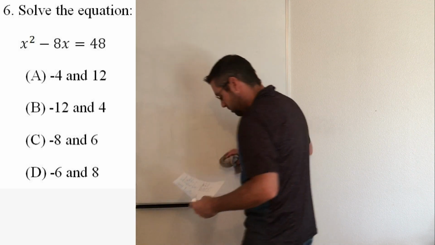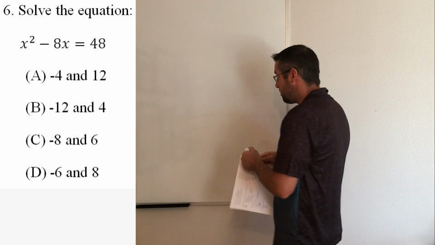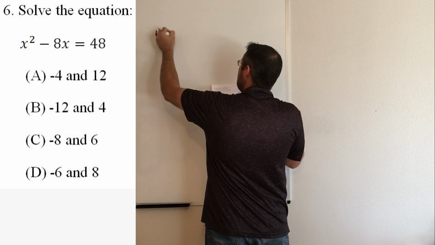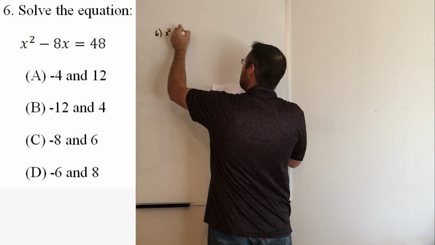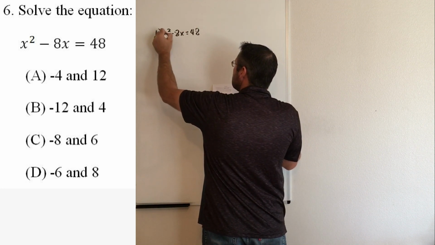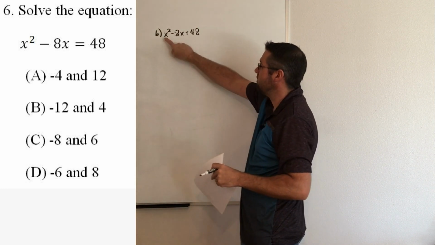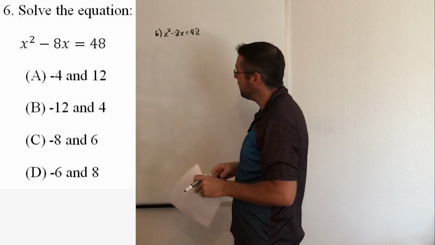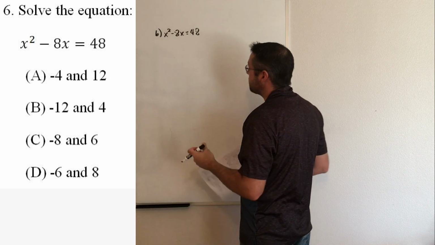Okay, for number 6, it just says solve. So we've got x squared minus 8x equals 48, and we just solve it. Now, in my mind, this case, because I see that the a value is 1, and because it's multiple choice, is kind of unfair. I see all the answers are whole numbers. I like factoring in this case.